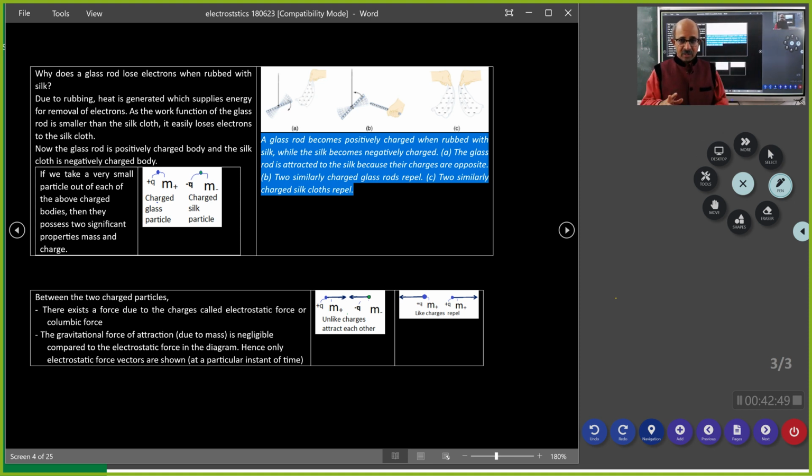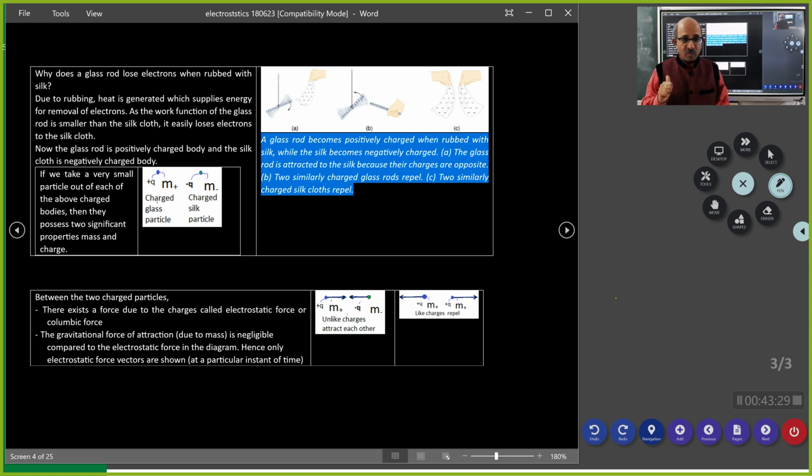You have noticed this. Now this is a wonderful phenomenon. What I can do is take a glass rod and a silk cloth and rub it like this. I'll take one glass rod and one silk and rub them, and then take another glass rod and another silk and rub them. So I have 2 silk cloths rubbed and 2 glass rods rubbed. Now if I suspend the 2 glass rods like this, they will repel. If I suspend 2 silks, they will repel. But if I suspend a silk and a glass, they will attract.